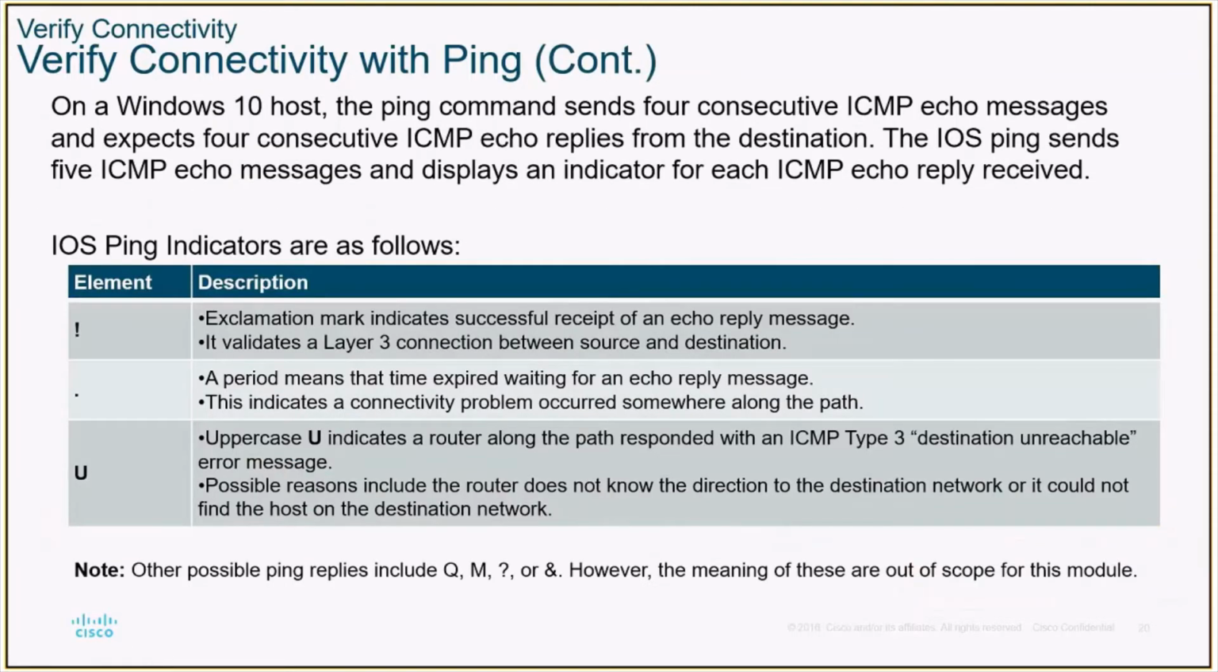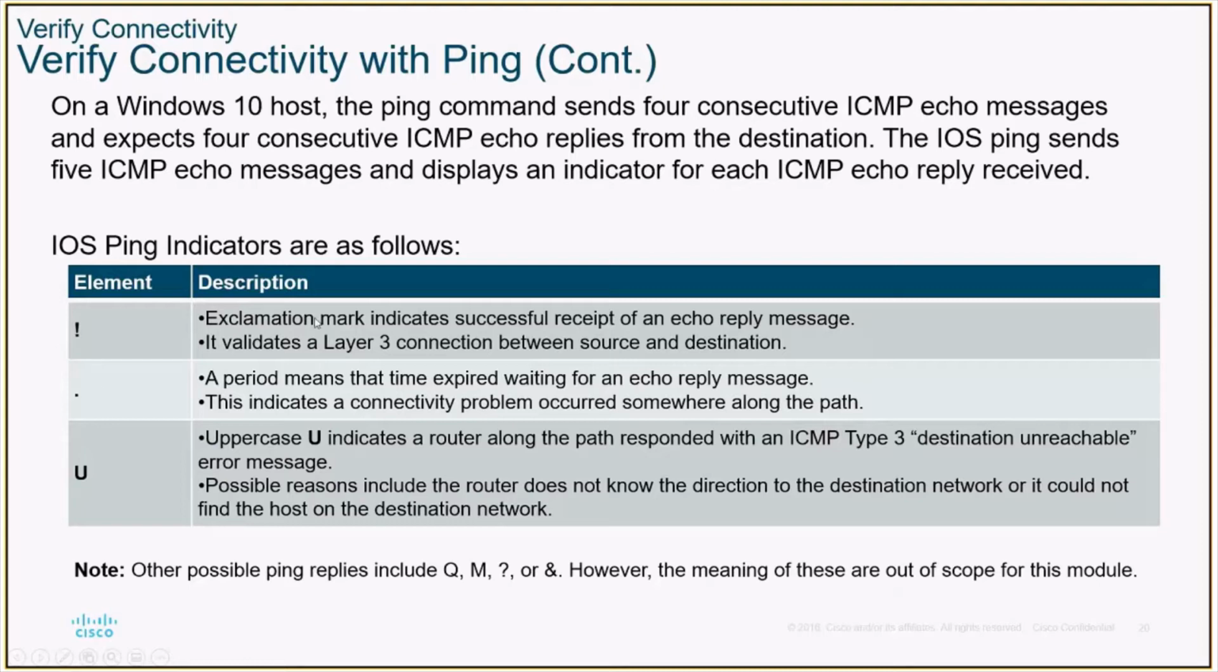Now, on a Windows 10 host, the ping command sends 4 consecutive ICMP echo messages and expects 4 consecutive ICMP echo replies. The IOS ping sends 5 ICMP echo messages and displays an indicator for each ICMP echo reply received. Now, of course, you get a full line from Windows. With IOS, you just get a character for each one.